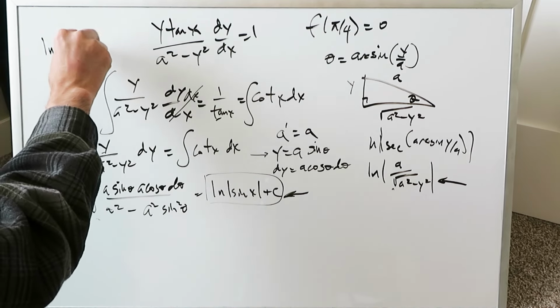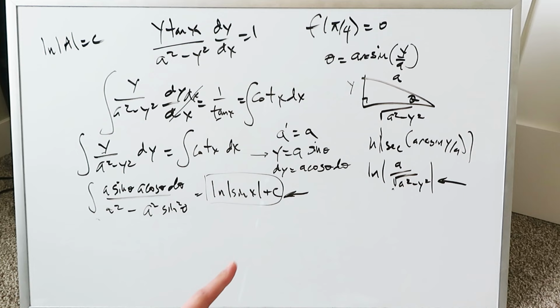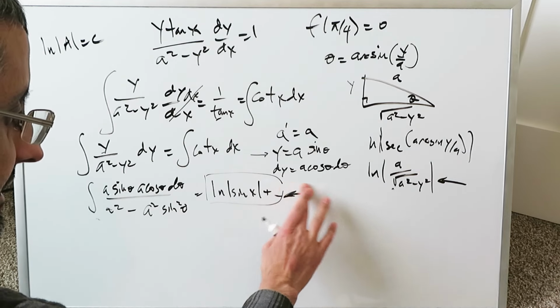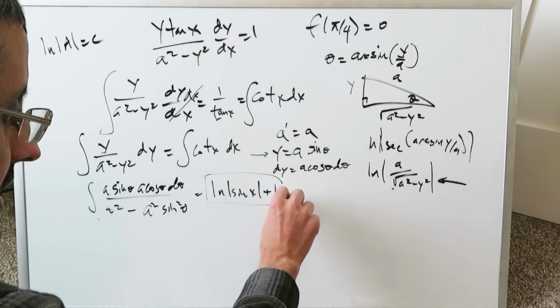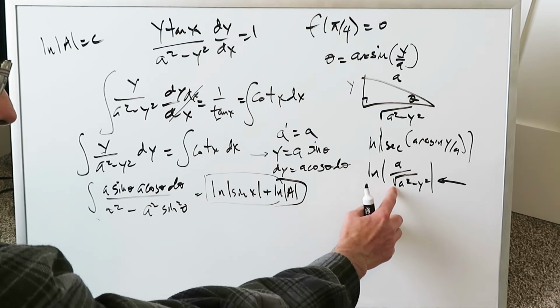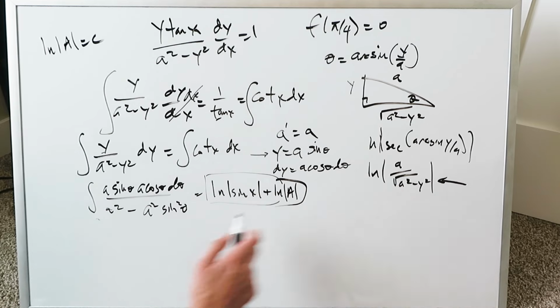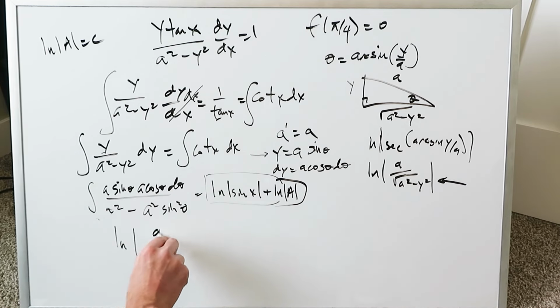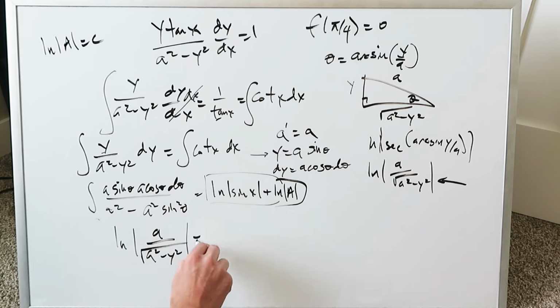Natural log a is equal to c, because I want to get rid of the constant of integration and bring in natural log. So I know now c is equal to natural log a, which is combining with all of this over here. This is everything from the left hand side, this is everything from the right hand side. So let's do it. Natural log a divided by a square minus y square within a root is equal to this.